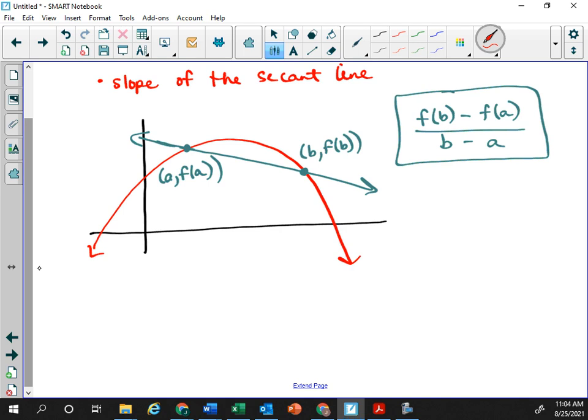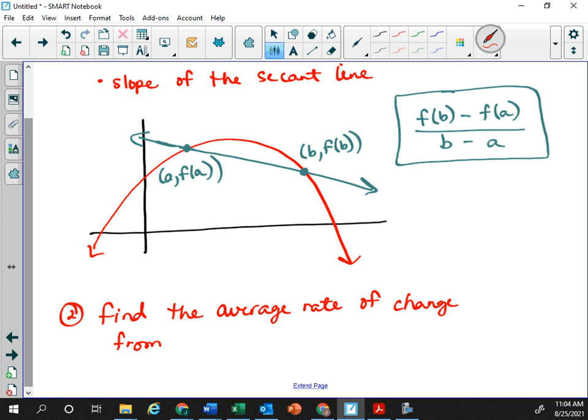All right, so the way a question might look, you'll see: find the average rate of change from -3 to -1, given the function f of x is equal to -2x squared plus 4x plus 6. Sorry, I'll move it up so you can see it better.